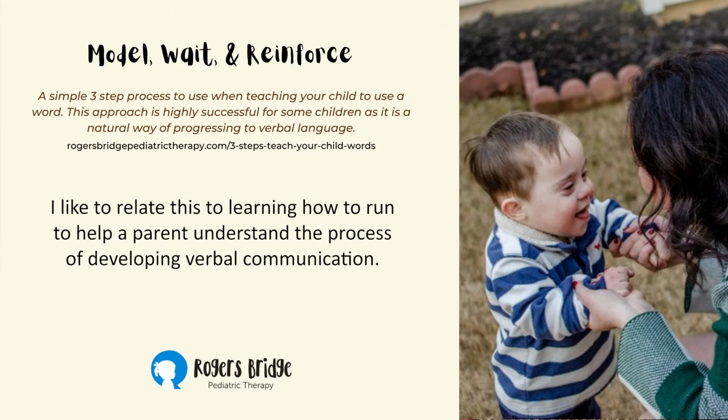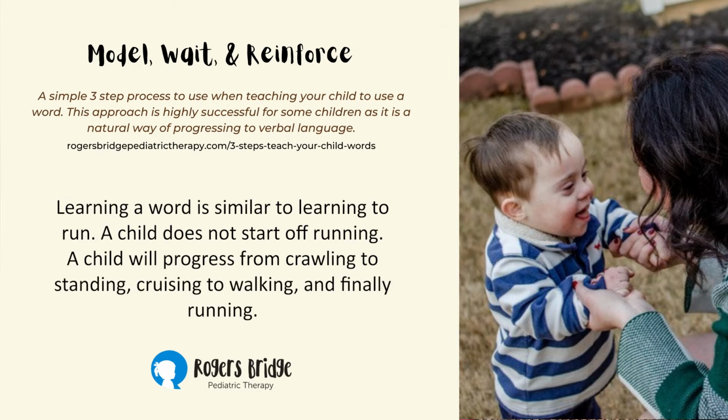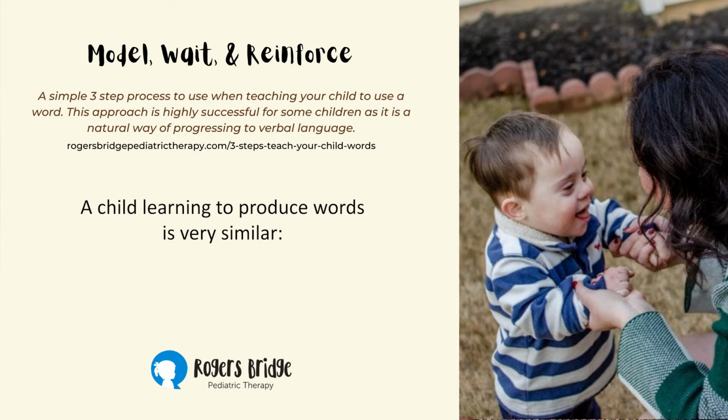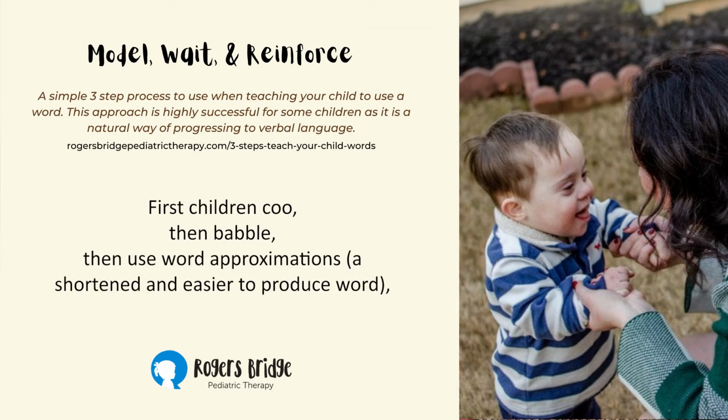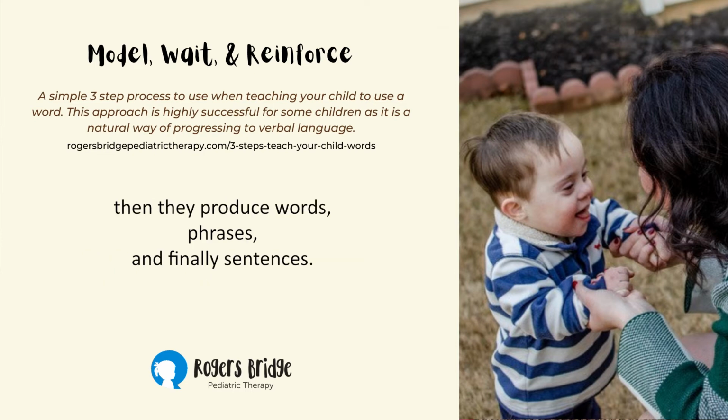I like to relate this to learning how to run to help a parent understand the process of developing verbal communication. Learning a word is similar to learning to run. A child does not start off running. A child will progress from crawling to standing, cruising to walking, and finally running. A child learning to produce words is very similar. First, children coo, then babble, then use word approximations, which is a shortened and easier way to produce a word. Then they produce words, phrases, and finally sentences.